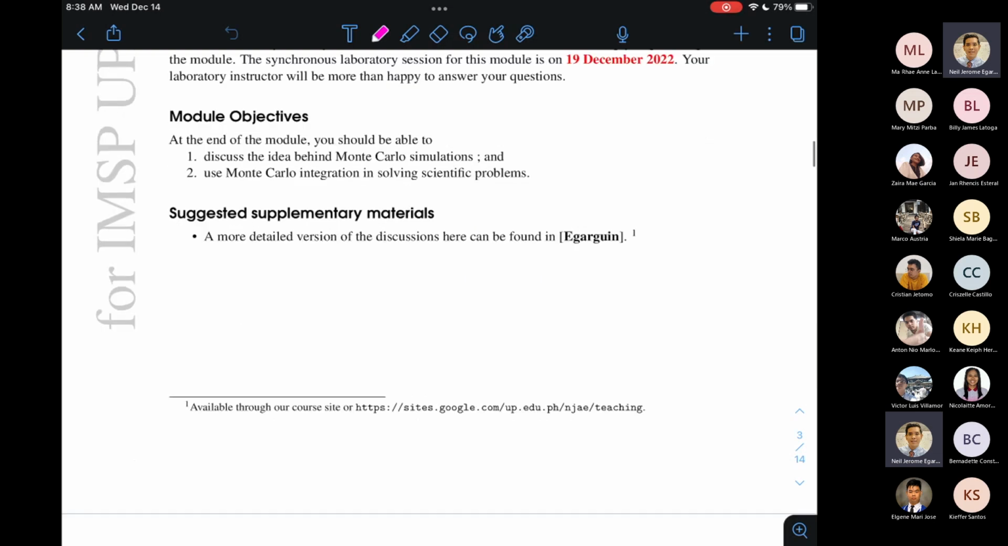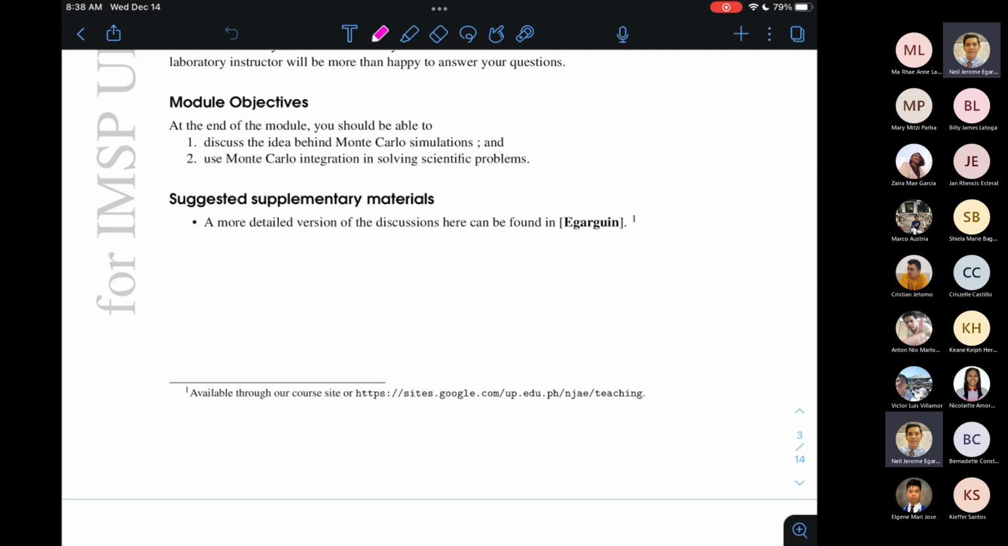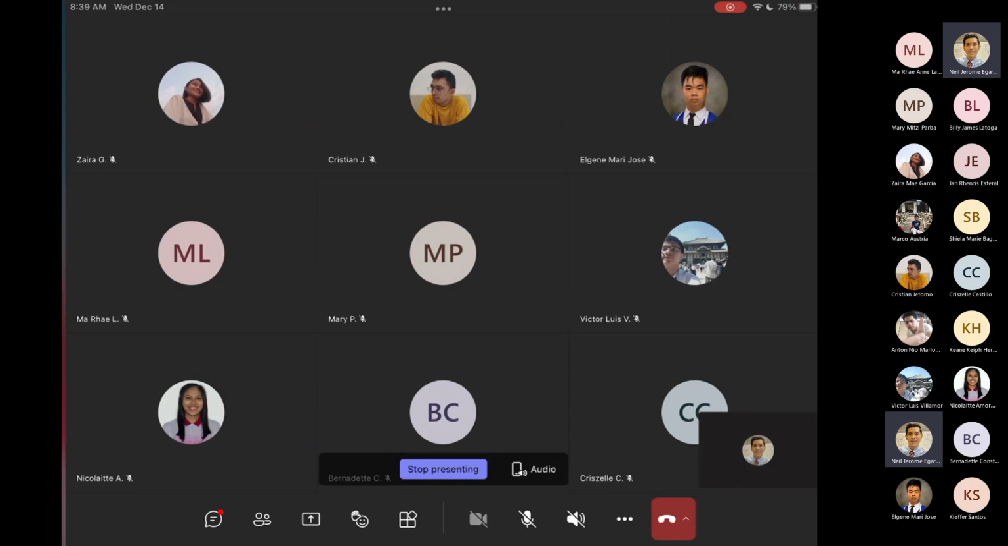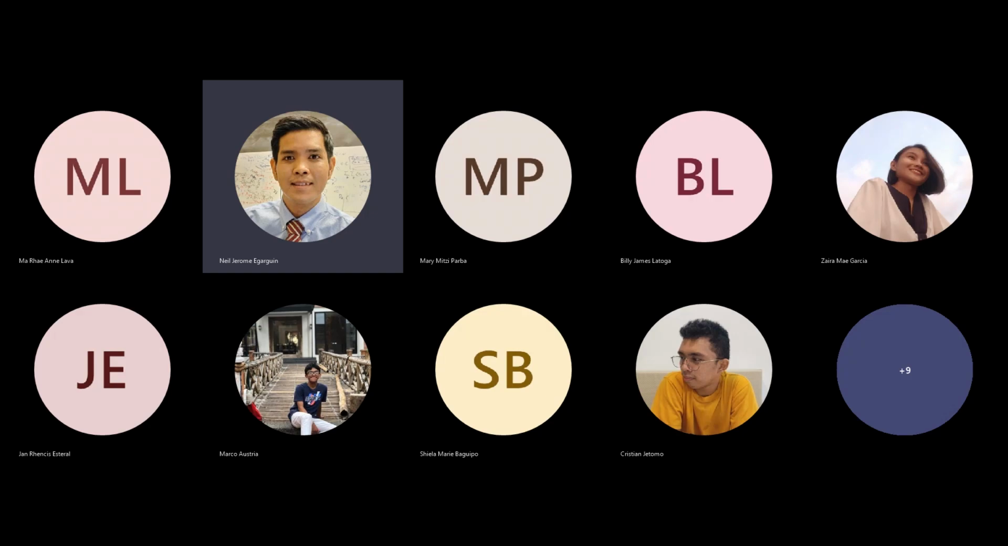Okay, but here's what I want you to look at. At the end of the module, you should be able to discuss the idea behind Monte Carlo simulations and use this to solve scientific problems. Right. So let me just restart my screen share for those who are having troubles.